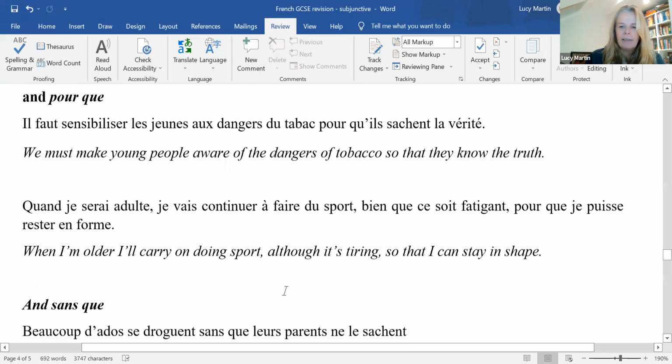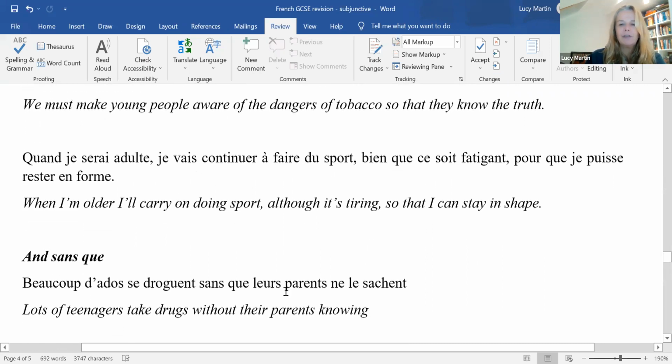And here is a brilliant sentence for your GCSE French. Quand je serai adulte, you'll remember that from my future tense lesson, when I am older, je vais continuer à faire du sport. I'm going to continue doing sport. Bien que ce soit fatigant, although it (subjunctive) be tiring, using bien que, in order that I can stay healthy or fit or in shape, rester.